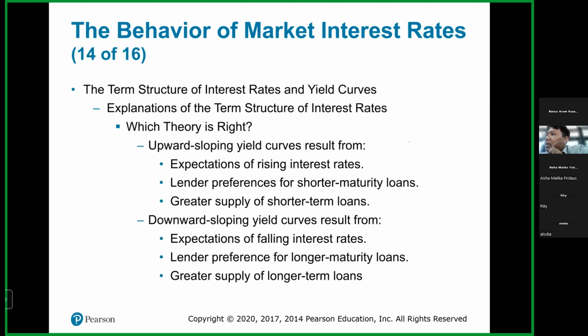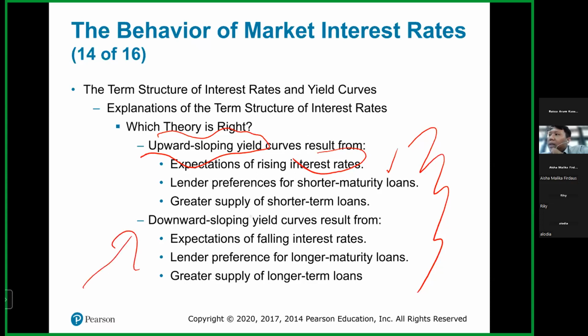So these are the summary for such three theories. So we have an upward sloping yield. This is due to the expectation of rising interest rate, the lender preferences for short-term maturity loans and greater supply of short-term loans. But we have a downward sloping yield because of the expectation of a decrease in interest rate, the preference for longer maturity loans, and a greater supply of longer term loans.